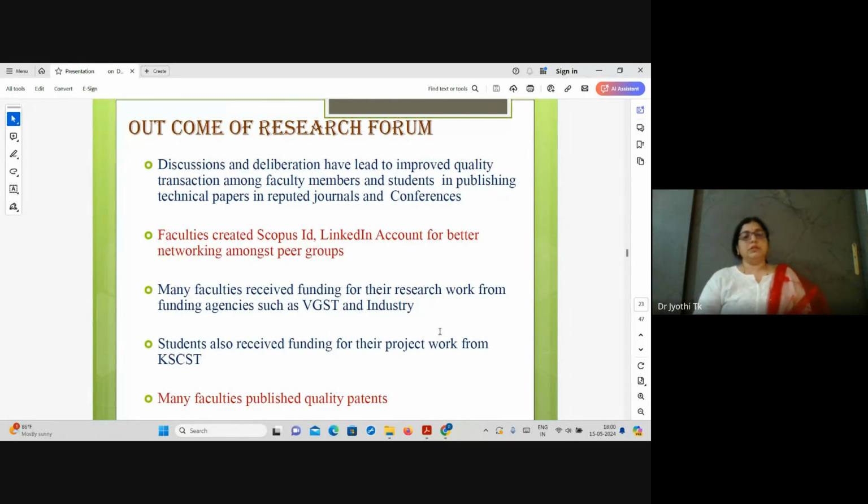Then what is the outcome of this research forum? Discussions and deliberations have led to improved quality transactions among faculty members and students in publishing their research work as technical papers in reputed journals and conferences. Faculties were made to create Scopus ID and LinkedIn accounts for better networking amongst peer groups. Many faculties received funding for their research work from funding agencies, namely VGST and other industries. Students also received funding for their project work from KSCST, and many faculties have also published quality patents.